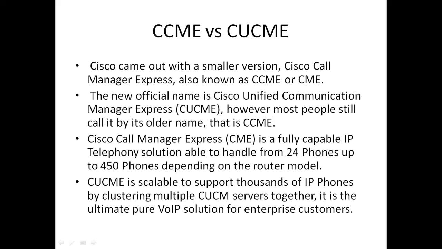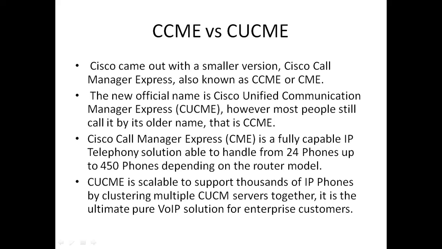Now let's go and have a look at CCME versus CUCME. CCME, you already know what it is. It's actually a smaller version. When Cisco came out, it came with a smaller version which used to be known as Cisco Call Manager Express, CCME, but the new official name is Cisco Unified Communication Manager Express. So this is the new official name for CCME. Cisco Call Manager Express, CME, is actually a smaller version. It was capable to handle 24 IP phones to 450 phones depending on the router model.